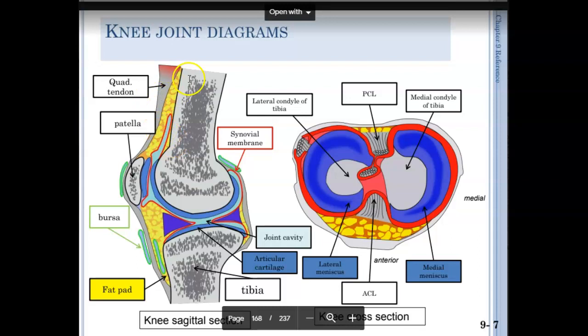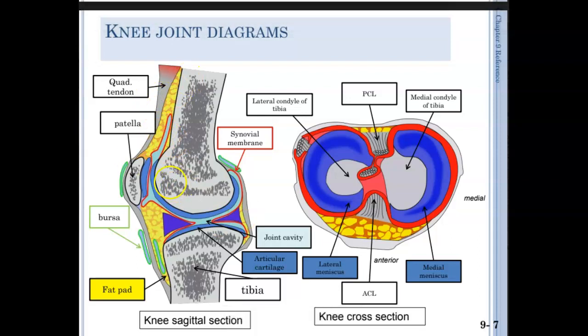Here's another diagram showing you the knee, which, just like the shoulder, is a really complex joint. You can see the tendon here that connects bone to muscle, the quadriceps femoris tendon, right here. Here's your patella. We're looking at it from a sagittal section, from the side. So here's the patella, the bursa, and a fat pad. You can sometimes feel your fat pad there. The fat pad helps provide some extra cushioning and support.